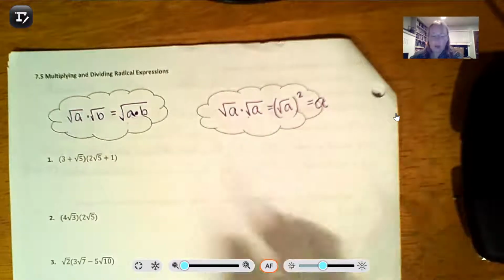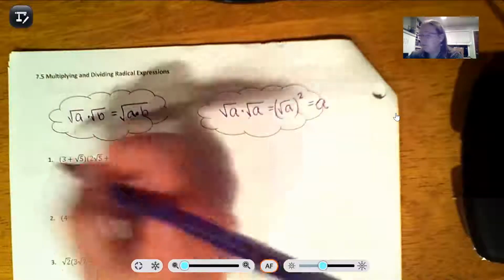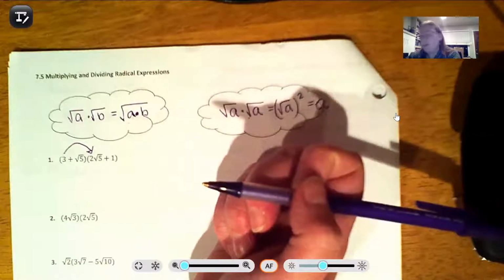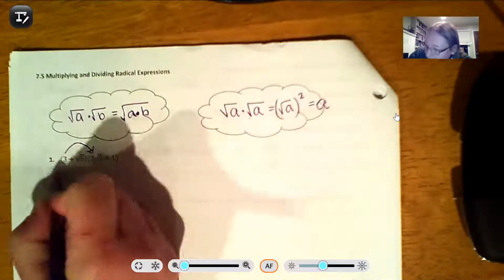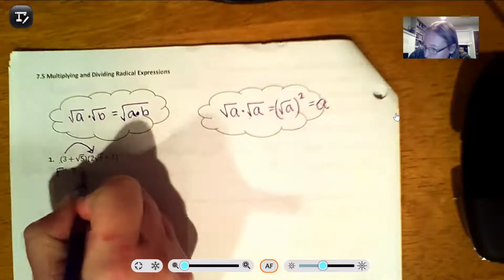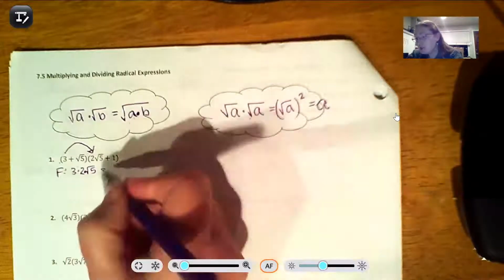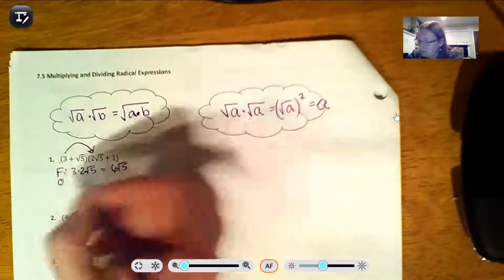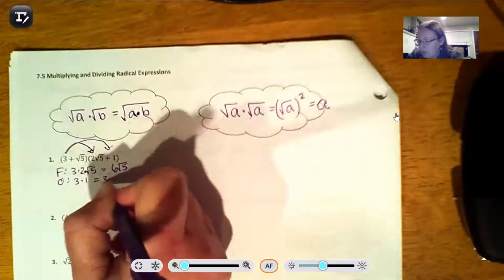So let's go ahead and do a couple of these to get back in the swing of multiplying polynomials with, in this case, radicals. So 3 times 2 root 5 is the same as 3 times 2 times root 5, so it's 6 root 5. That's the F of FOIL. O, the outside times the outside, 3 times 1 is 3.